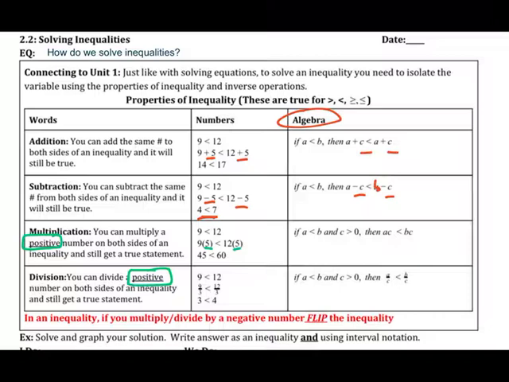So it's fine to multiply both sides by 5. If I changed one of these to negative numbers, that's not going to be true anymore. So 9 is less than 12. If I multiply both sides by 5, 45 is still less than 60. If we multiplied by negative 5, that would make it say that negative 45 is less than negative 60, and that's actually not true. Negative 60 is much, much smaller than negative 45. So this property only holds true when we are multiplying or dividing by a positive number.